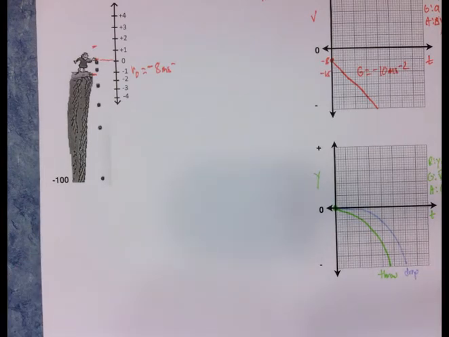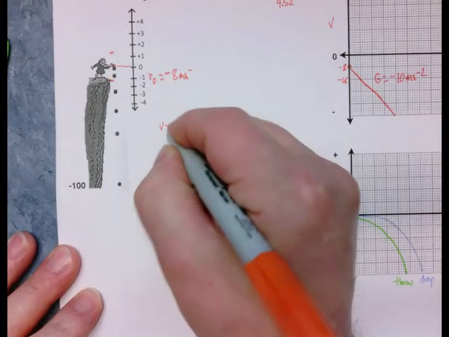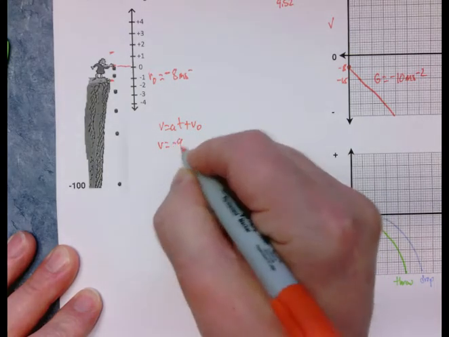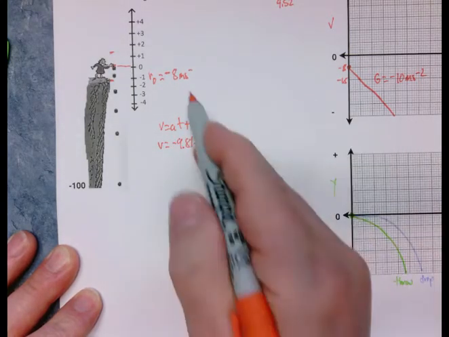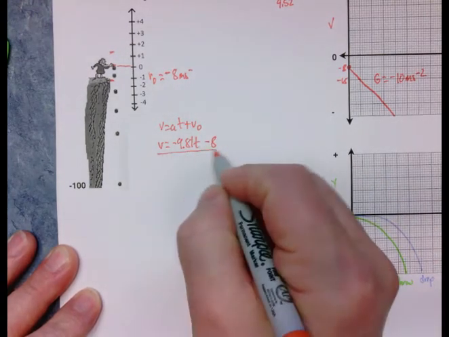Now it's time for us to write our models. We go to the velocity. V equals AT plus V0. We have V of negative 9.81 t. And now we have an initial velocity of minus 8. This is our model.